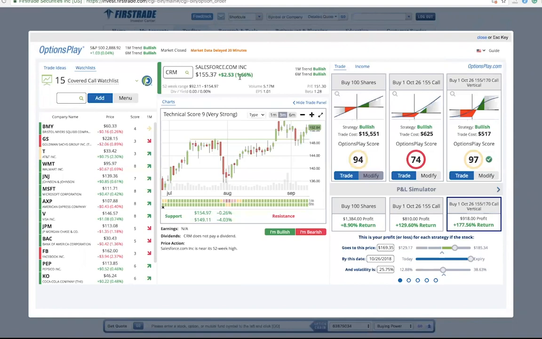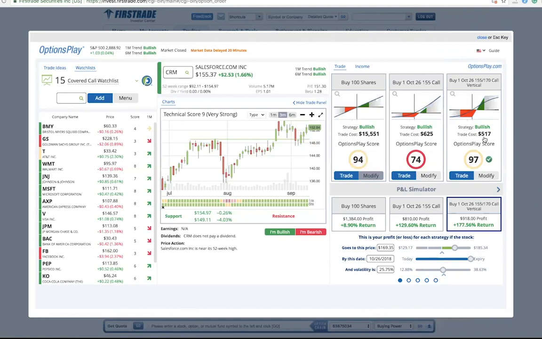Here we're showing you that for Salesforce, you can buy 100 shares of the stock, which will cost you $15,000. For those of you that are brand new to options trading and have traded stocks before, you're probably familiar with this strategy. However, we're looking at the October 26, 155 call. This is where we think is a good starting point if you're bullish on Salesforce. As you can see, buying a call option only costs you $625, a very small fraction of the cost of buying 100 shares, about 3% of the underlying cost.